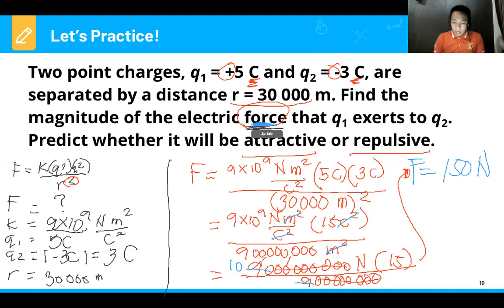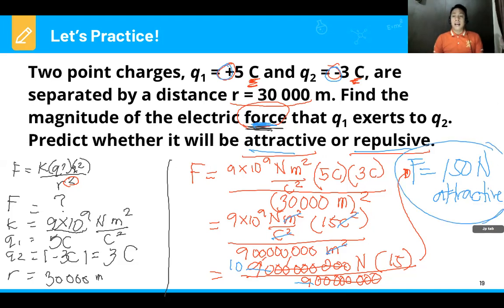And then we need to predict if they are attractive or repulsive. Since they are unlike signs, they attract, right? So the answer is 150 newtons and they are attractive. So this will be the final answer. Okay, screenshot in 10 seconds. Okay, good. Now, next example.